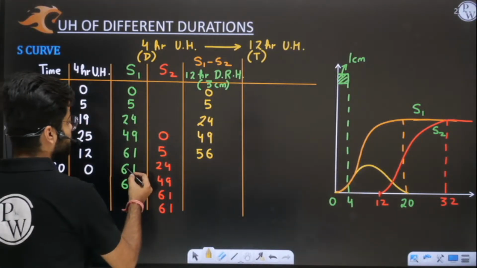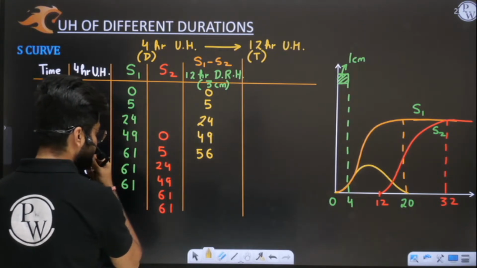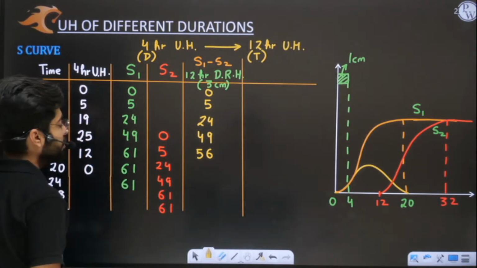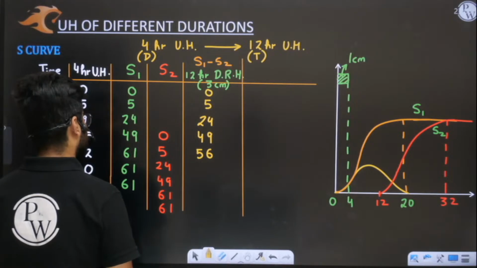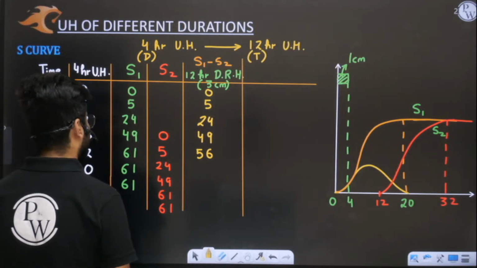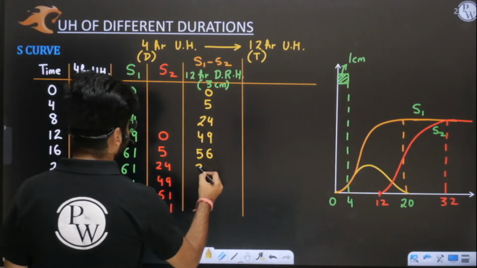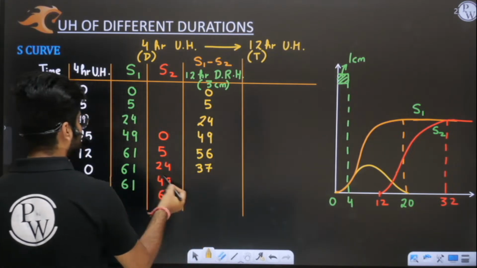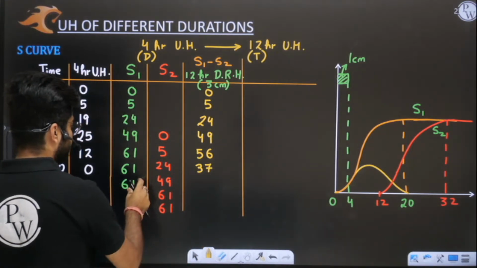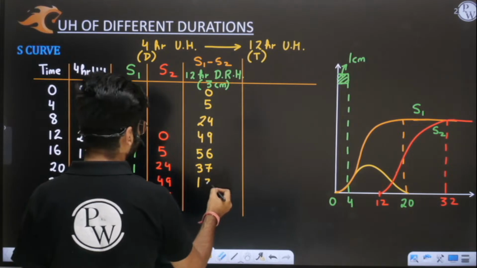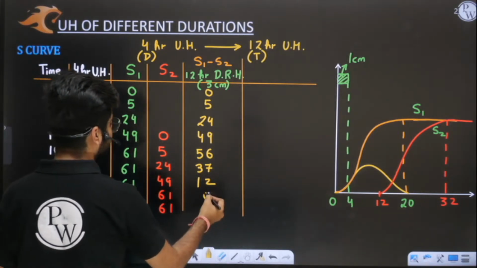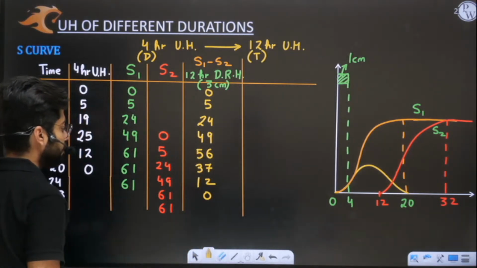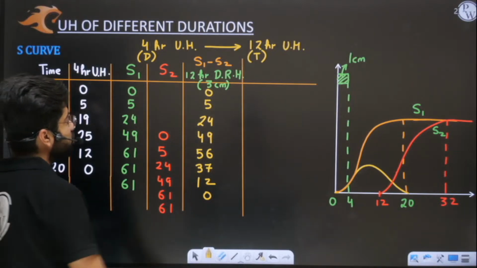Now, 61 minus 24 will be what? Tell me. 37. 61 minus 41 will be what? 12. 61 minus 61 will be 0. Then 0, 0. Now onwards you will get 0, 0. So this is your 12.